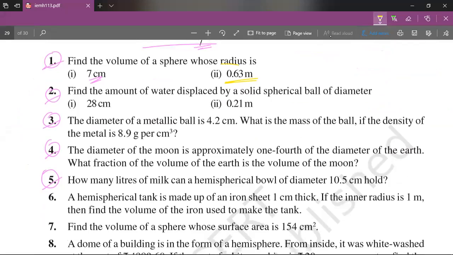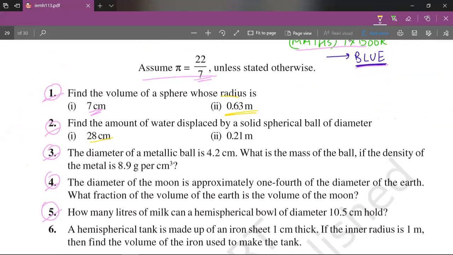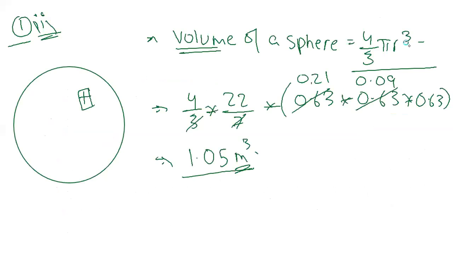Find the amount of water displaced by a solid spherical ball of diameter 28 centimeters. So we'll solve the radius, because in questions they don't take diameter into consideration, so we'll convert diameter into radius. We'll take the formula 2r is equal to d. 2 into r, because our radius value is not given to us, is equal to d, which is 28. So therefore r is equal to 14 centimeters. Okay, so by radius we will be solving our volume of the solid sphere. I'll clear all this. So we move on to our second question.